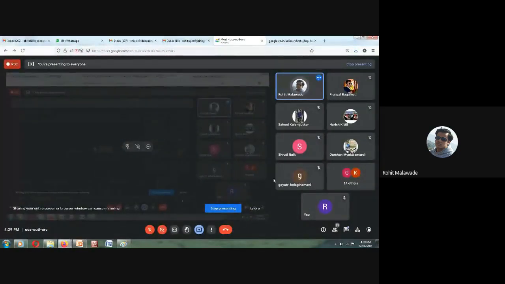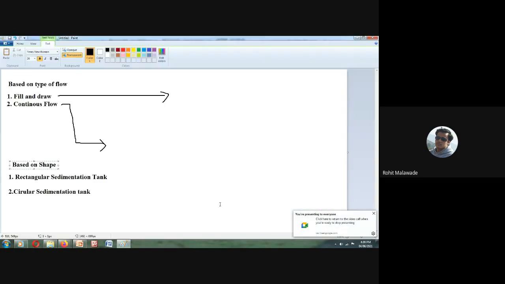According to the flow, we divide our sedimentation tank into two types. The first one is the fill and draw type, and the second one is the continuous flow type.